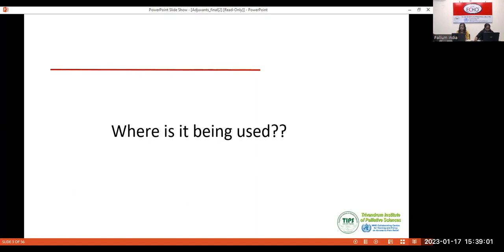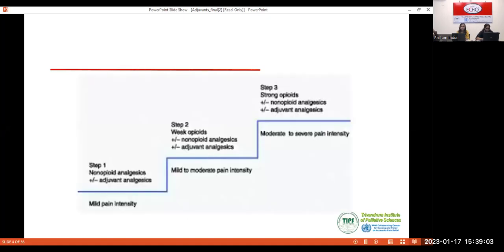Where is it being used? We just mentioned, in all the steps, Step 1, 2, and 3, we can use adjuvant analgesics, depending on the pain. Sometimes you may not need it, but when you assess pain, you are asking about the type of pain, radiation, right? You ask so many things. And if you think, okay, I need this particular drug so that this kind of pain is reduced. So after a good pain assessment, if needed, you can use adjuvant analgesics in all the 3 steps. Okay?